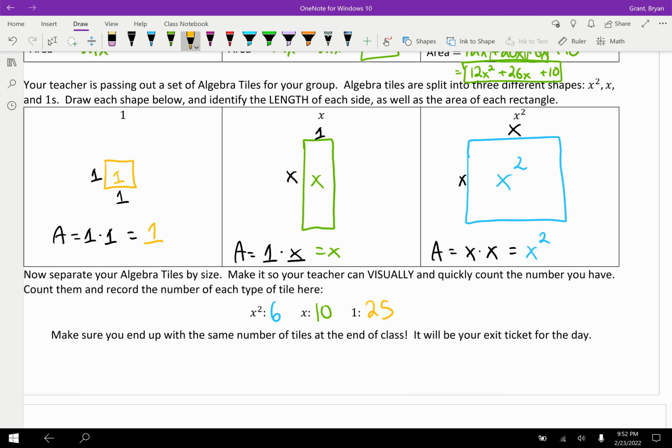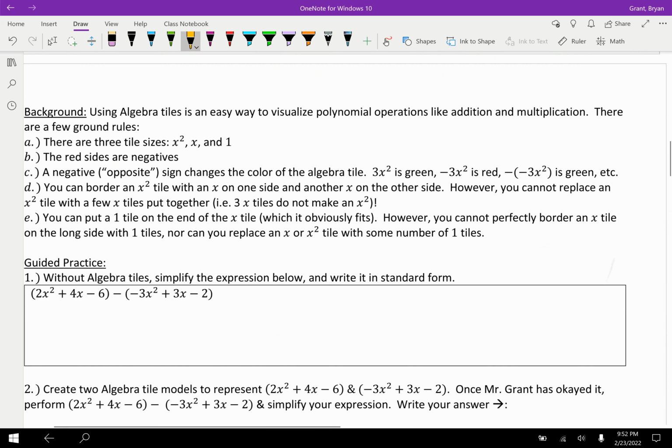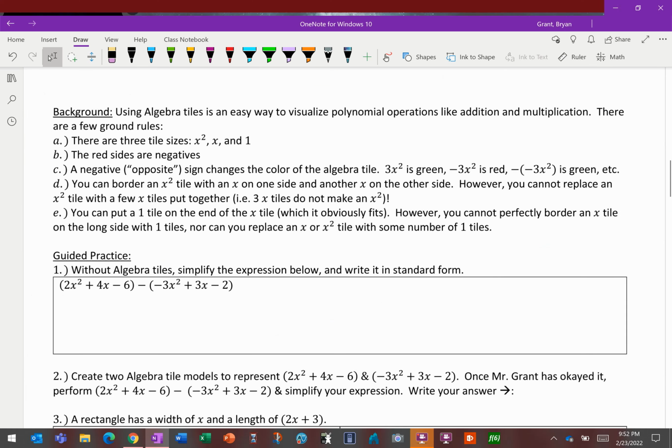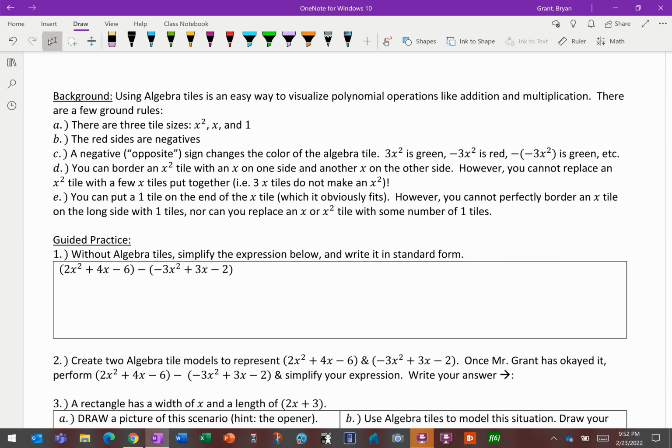All right, now, with this being said, let's get a little bit more into the algebra tiles so we can talk about why the heck we're using them. Using algebra tiles is an easy way to visualize polynomial operations. You can do it with addition and subtraction. We'll do a quick example there, but we're going to mainly use them for multiplication and then later on division. So we talked about the 3 tile sizes. We didn't talk about the red sides.